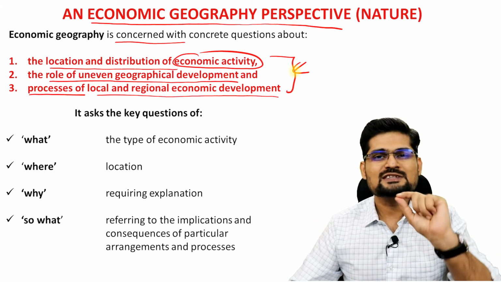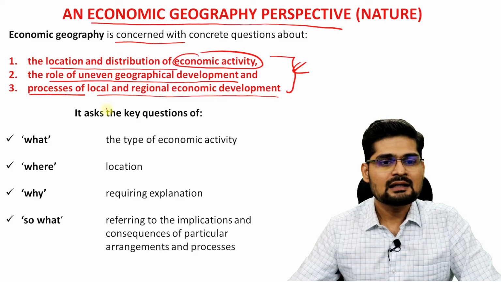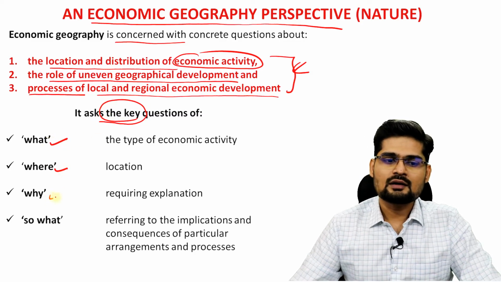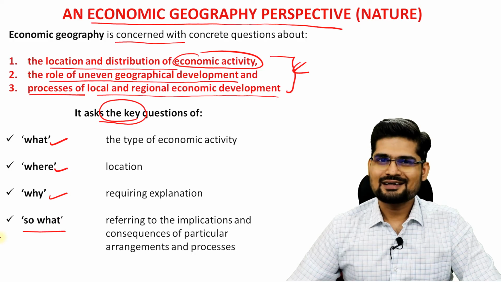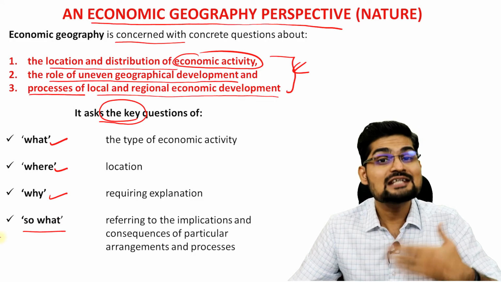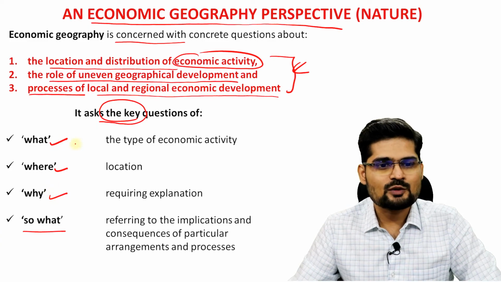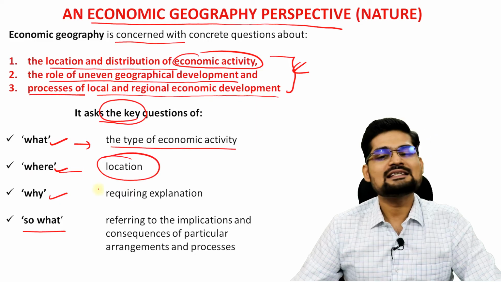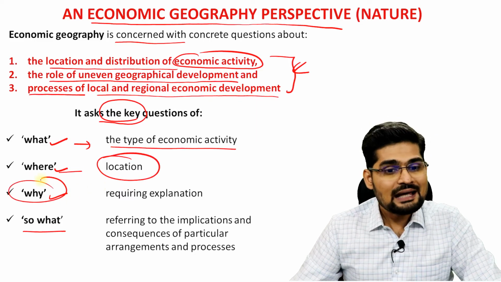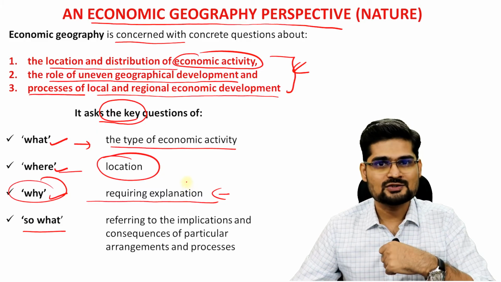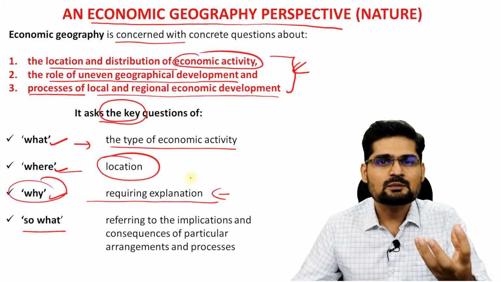So to simplify, how can we understand? It basically asks the key questions of what, where, why, and so what, right? These are four interesting questions that we answer in economic geography as the nature of economic geography. So what question is what? The type of economic activity. Where is obviously the geographical location. Why requires explanation, because the processes need to be understood. Why is it being produced at that particular point?